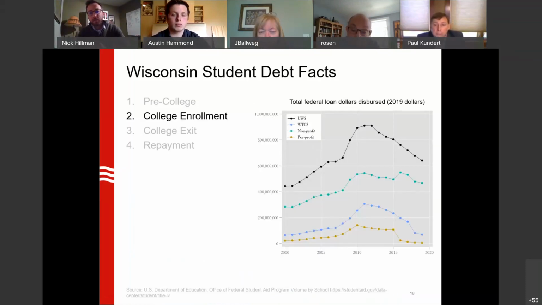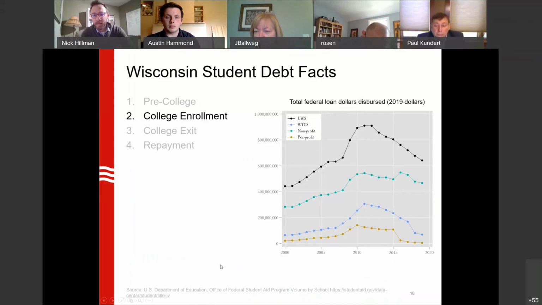Now, when it comes to students who are enrolled in college, that previous one is looking at high schoolers preparing for college. This one is looking at students once they're enrolled. It's going to include undergraduates, graduates, it doesn't matter. And this data comes from the Office of Federal Student Aid. It's the loan volume reports that they report quarterly.